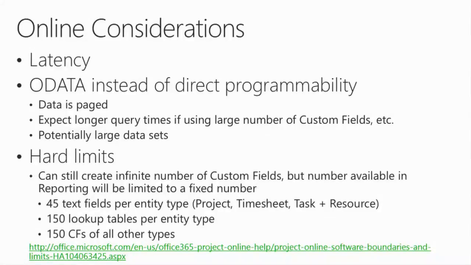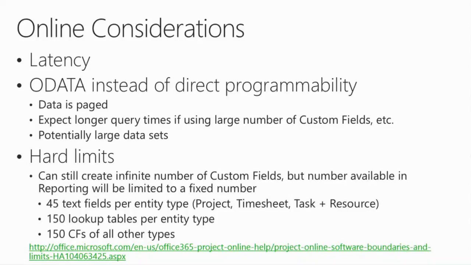The other thing that you need to be aware of is a documented limit, and I have the link at the bottom here. Although you can indeed still create an effectively infinite number of custom fields, the amount of those that actually make it to reporting, that is, that you can actually get back through the OData service, is limited to a fixed number. The way that it's documented, and I'm not working in that area, so I'm not necessarily your best source for further detail, is 45 text custom fields per entity type, with entities defined as project, timesheet, or a total of task plus resource fields.